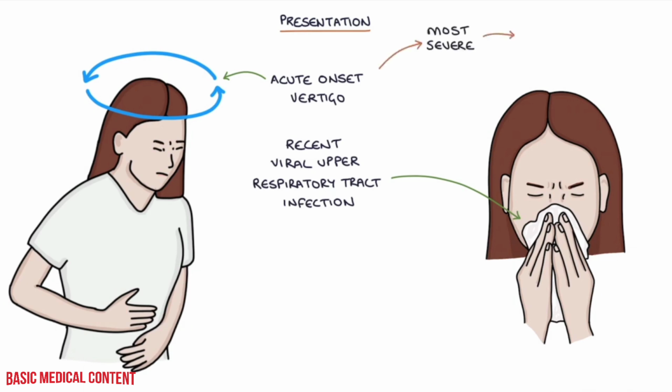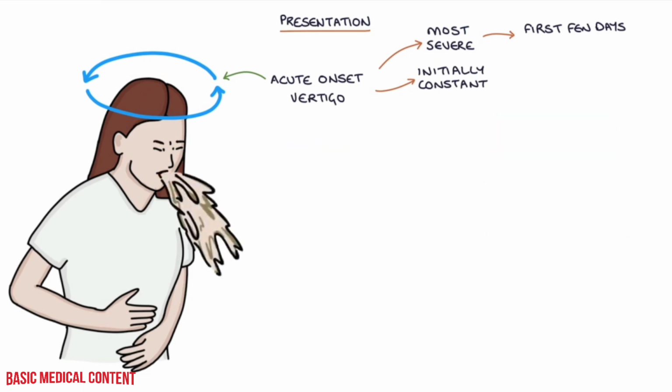Symptoms are most severe for the first few days. Initially, vertigo may be constant, after which it's triggered or worsened by head movement. It's often associated with nausea and vomiting, which may be severe, and balance problems.